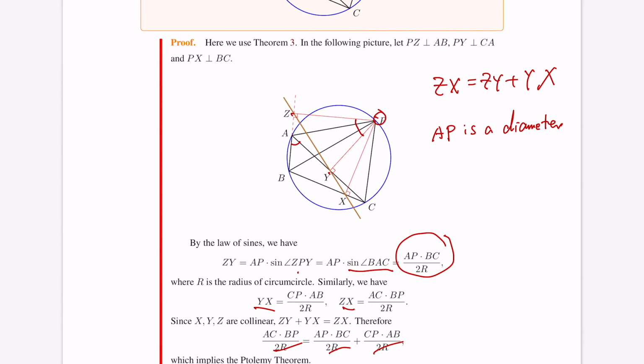BP is a diagonal, AC is another diagonal of the quadrilateral ABCP. And so AP and BC are two opposite sides. The other two opposite sides are CP and AB. And AC times BP is the product of the two diagonals. Okay, so this implies the Ptolemy theorem.